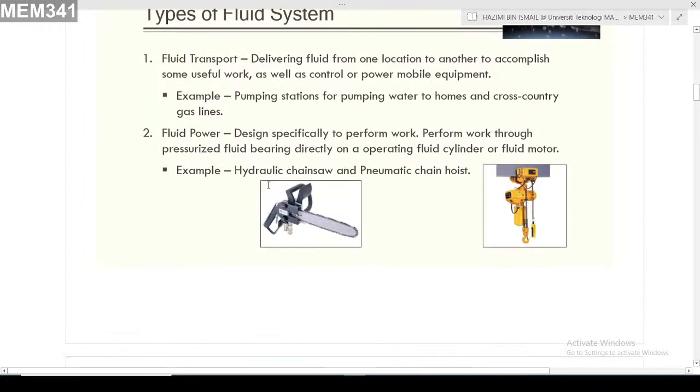So fluid power is designed specifically to perform work through pressurized fluid bearing directly on an operating fluid cylinder or fluid motor. Examples you can see here are the chainsaw that uses a hydraulic system, and the chain hoist that uses a pneumatic system.